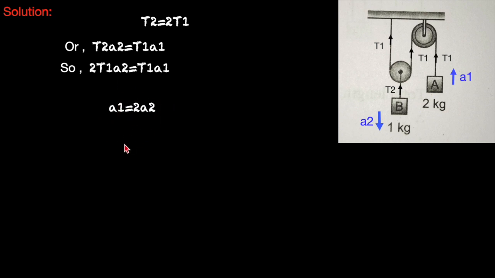So it's done? No. They ask us what is the acceleration of A. So this is not done yet. You have to find the acceleration of block A. Now, to find the acceleration, this is very clear. You have to use the free body diagram of block A and block B.